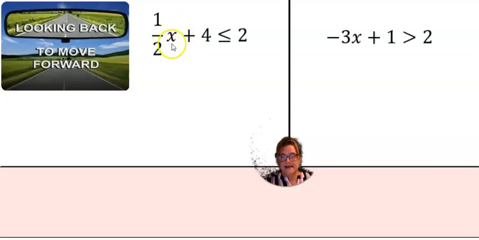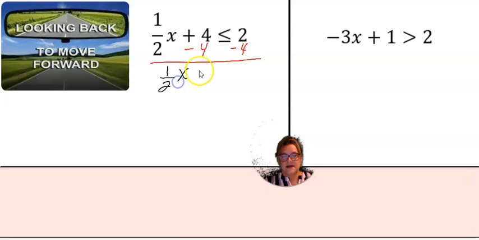My goal here is to get the x by itself, so I'm going to subtract 4 from both sides. And now I've got 1/2 x less than or equal to -2. To get that x by itself, I'm going to multiply both sides by the reciprocal of the coefficient. So 2 times 1/2 will cancel, leaving x by itself. I have to do the same operation to the other side. So x is less than or equal to -4.